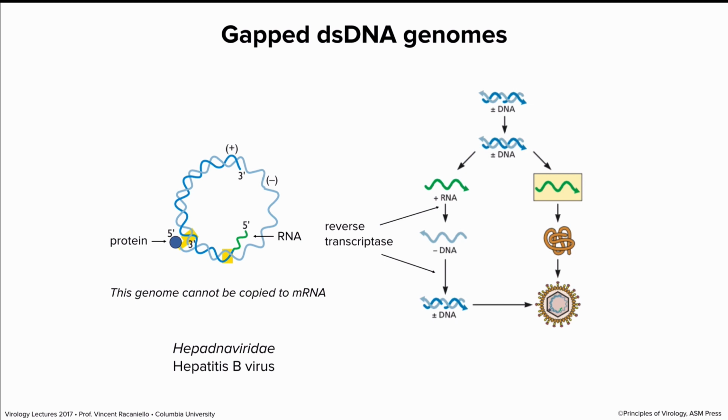Part of it is single-stranded, the negative strand there. It also has a protein attached to the 5' end, and it's got a piece of RNA attached to it as well. This genome cannot be transcribed to make mRNA. It enters the cell, and it's actually repaired by cellular repair enzymes. They remove the protein and the RNA, and they complete the double-stranded DNA genome. So the host enzymes are doing this.